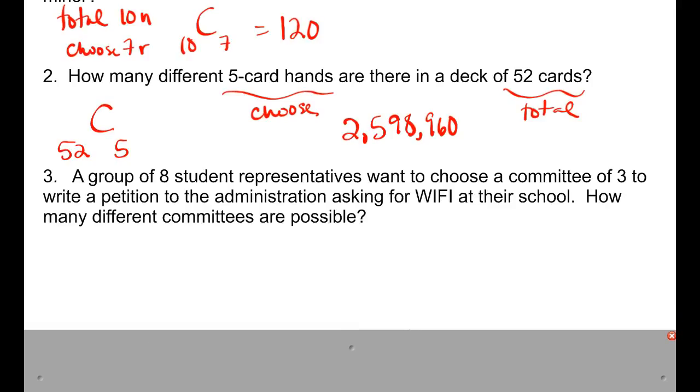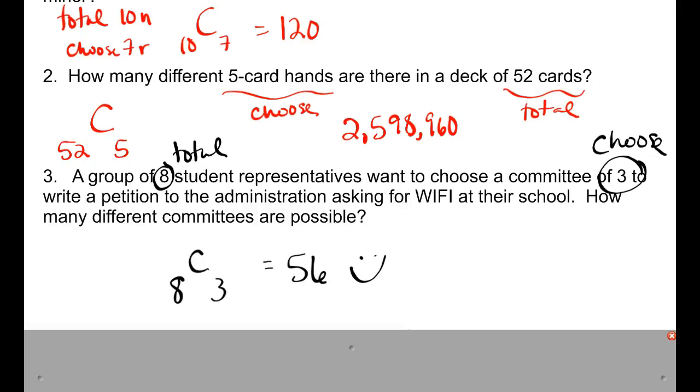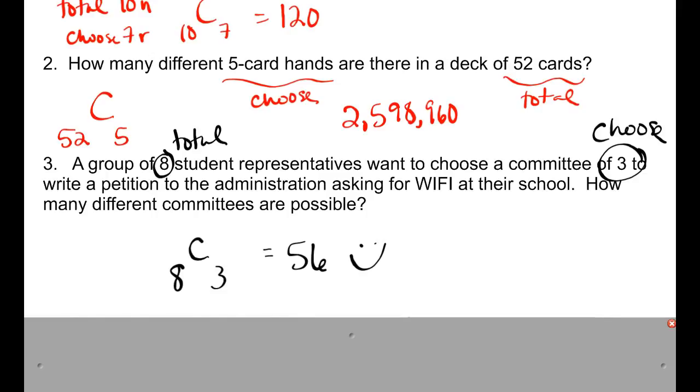Next one. Go ahead and write this guy down. When you are done, come on back. All right, you're back. We've got 8 student representatives and they want to choose a committee of 3. So there's my choose. 8 is total. So we're going to have 8, choose 3, and plug that in your calculator. I hope you get 56. Okay? So there's 56 different ways to pick a committee from 8 representatives.